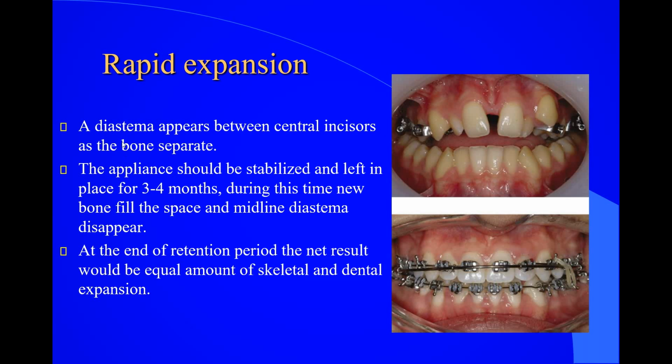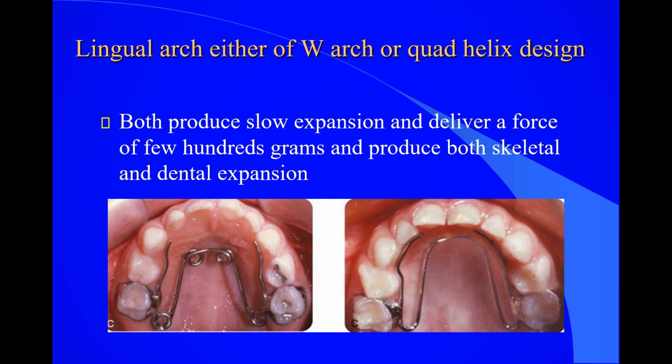After about 10 days, we can see a diastema appear between the central incisors as the bones separate. The appliance should be stabilized and left in place for 3 to 4 months. During this time, new bone fills the space and the midline diastema disappears. At the end of the retention period, the net result would be an equal amount of skeletal and dental expansion. This is lingual.